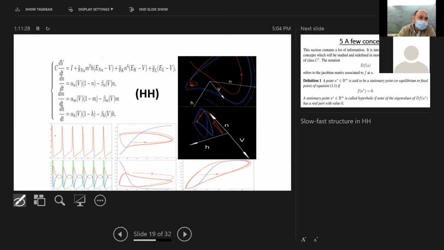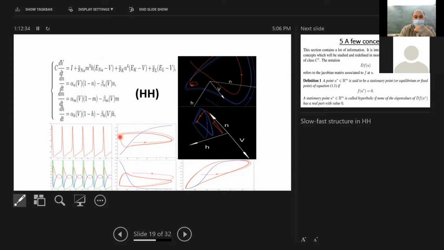Next, this is the periodic solution. This is N, M, and H. Here you have N as a function of V. Here you have N, and here you have V. And here in blue, you have what we call a null line, which is the equation N as a function of V. When you set this equal to 0, you get N equals alpha of V divided by alpha of V plus beta of V. So when you are here, the derivative is 0.